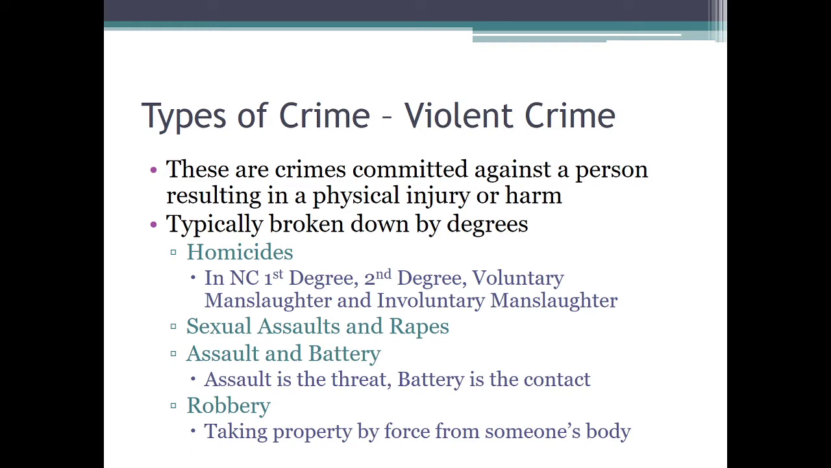And in North Carolina, what we've done is we've got first-degree homicide, second-degree homicide, voluntary manslaughter, involuntary manslaughter. Now, we actually have a number of other charges for homicides in North Carolina. We've got felony death by motor vehicle, which is primarily used for crimes that occur while you are drunk driving. You've got misdemeanor death by motor vehicle, which are crimes that occur while you're doing something other than drunk driving, such as speeding.